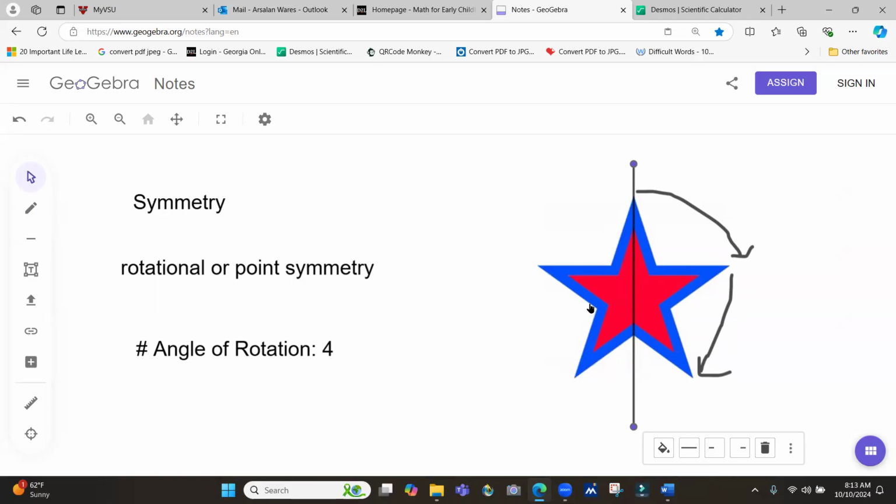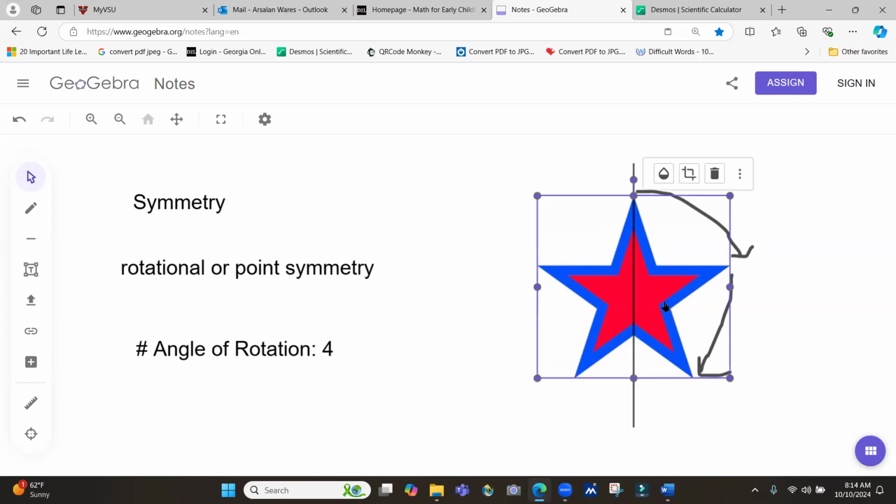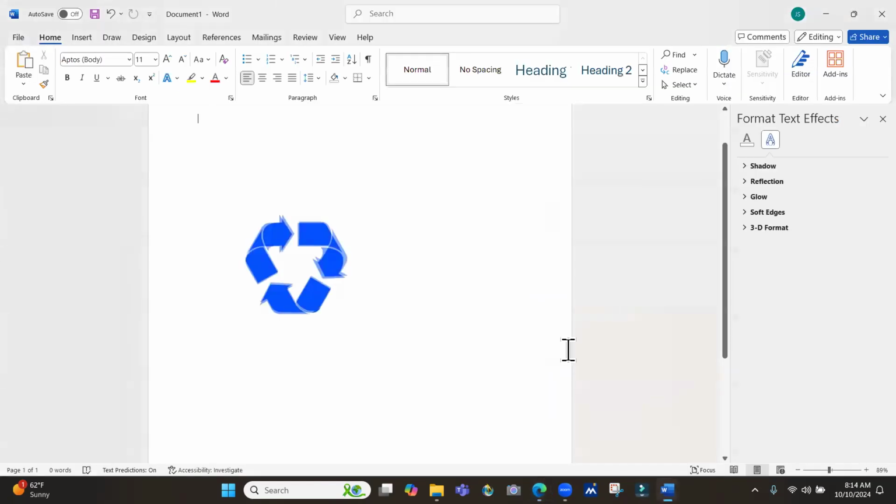So some shapes have only reflectional symmetry, some shapes have only rotational symmetry, and some shapes have both. So for this picture, we are mostly interested in rotational symmetry. I can show you this one like I did before, why it matches when you rotate it.